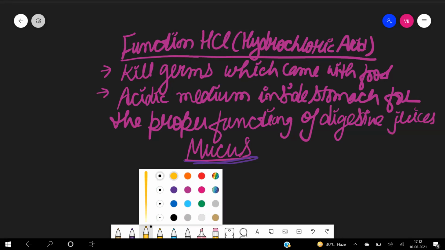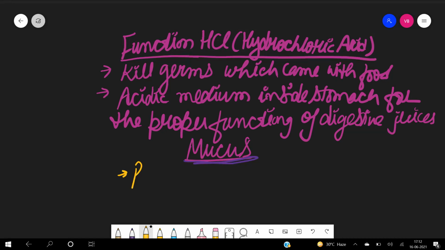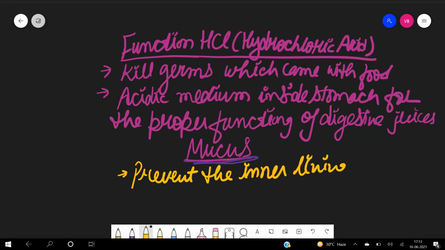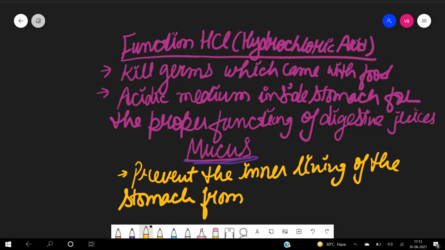And what is the function of mucus? Mucus will prevent the inner lining of the stomach from damage, from the effect of HCl. Okay, so mucus is very important.